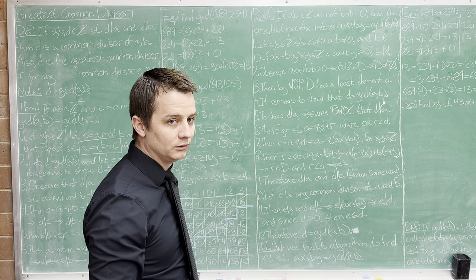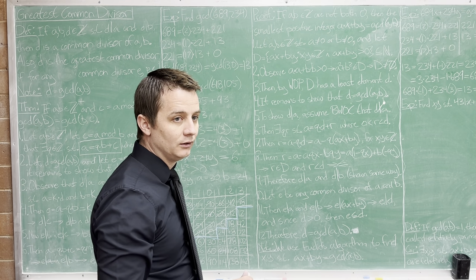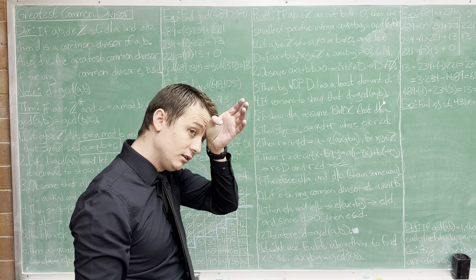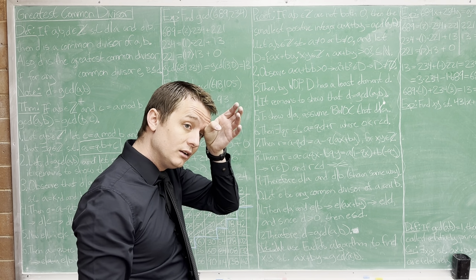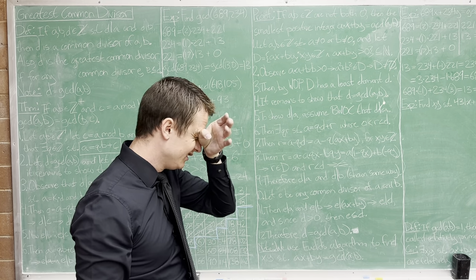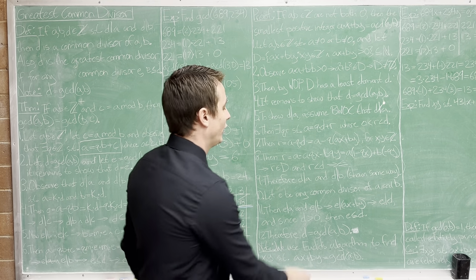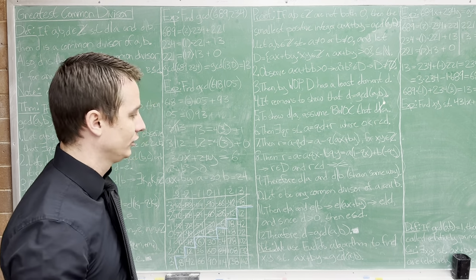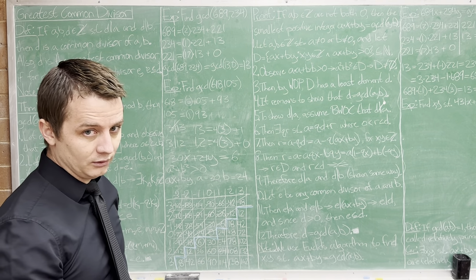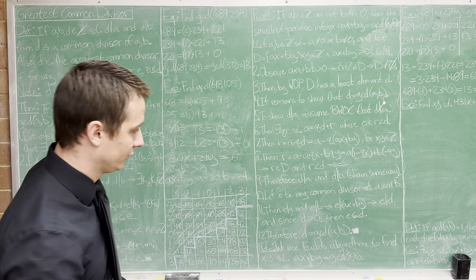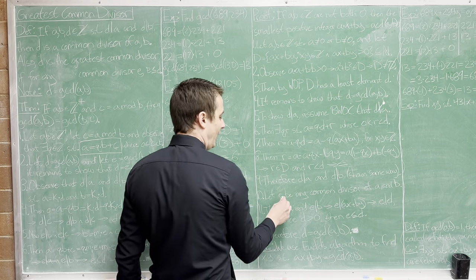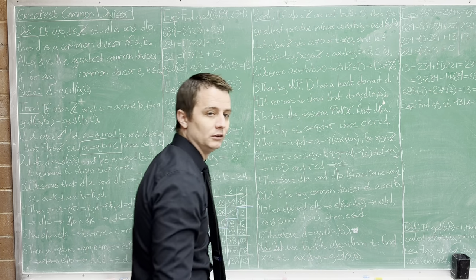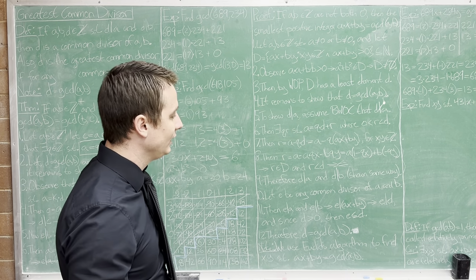With me so far? So thus far, we have shown that d divides a and d divides b, or in other words, d is a common divisor of a and b. Now we just need to show it's the greatest common divisor of a and b. So now let e be any other common divisor of a and b. I need to show that e is less than or equal to d.